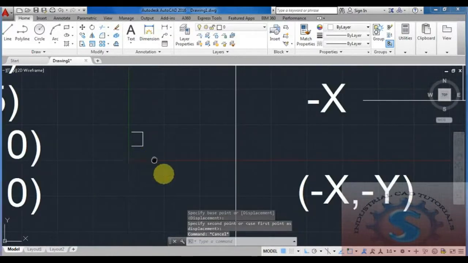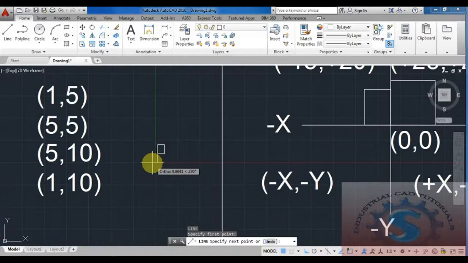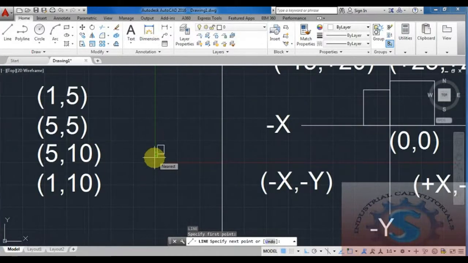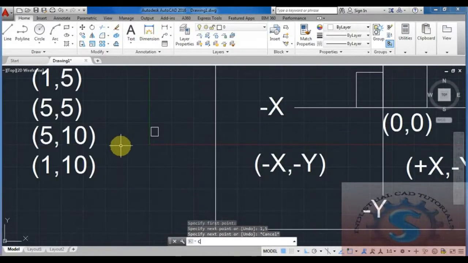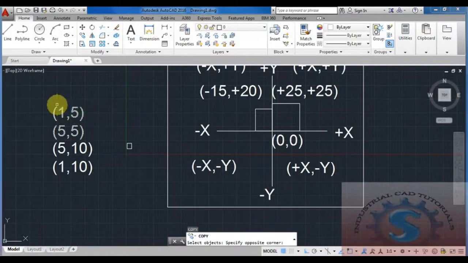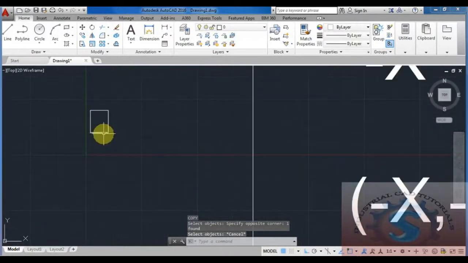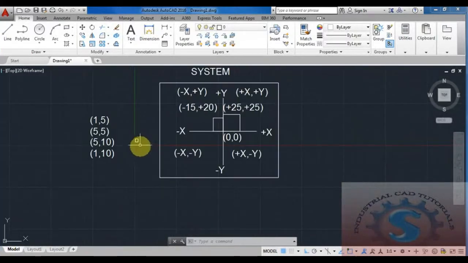If you want to practice this drawing, consider these values. You can practice this drawing with 1, 5 and 5, 5, 5, 10 and 1, 10. You can obtain this drawing perfectly. What you observe on the screen is a small square at the point of the x and y-axis of the user coordinate system. You consider 1, 5, then 5, 5, then 5, 10 and 1, 10. After that, a rectangle is created. By this process, you can develop any object using the absolute coordinate system.